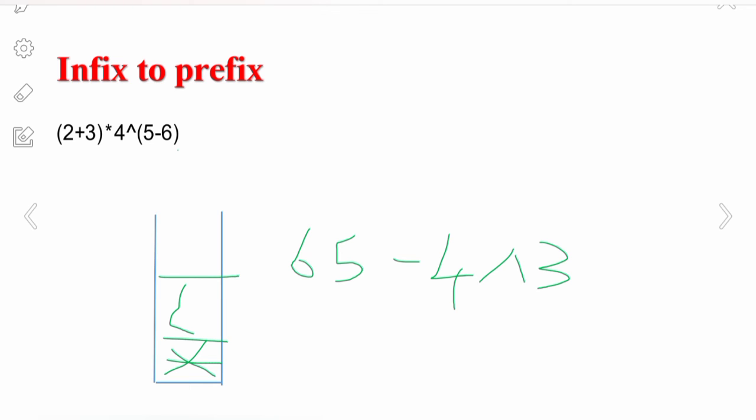Sorry, we are placing the plus operator over the parenthesis, right? That's why the priority doesn't work here. So plus is pushed to the stack. Next one is the 2, and then close parenthesis.